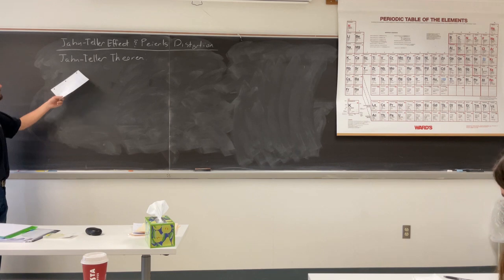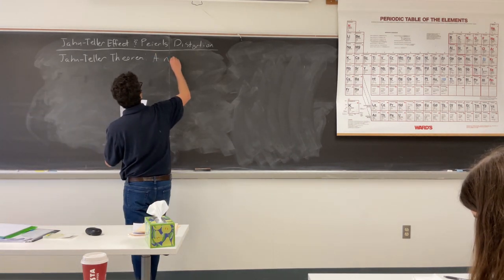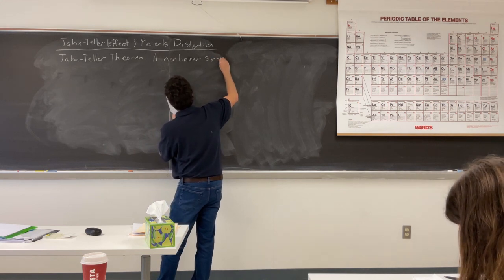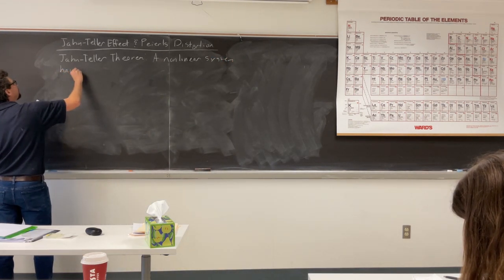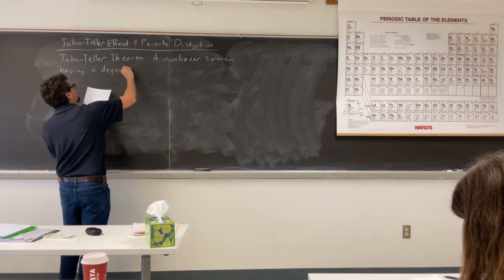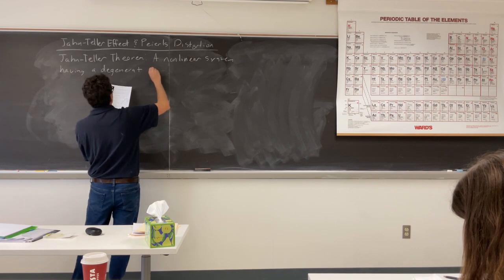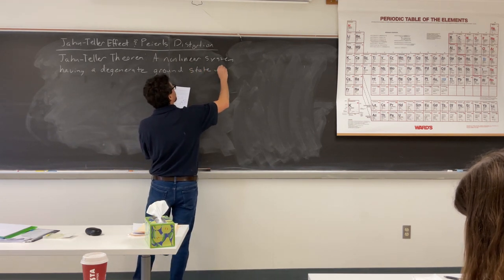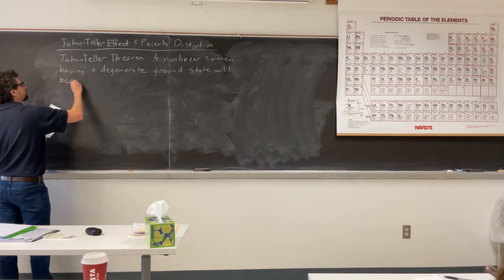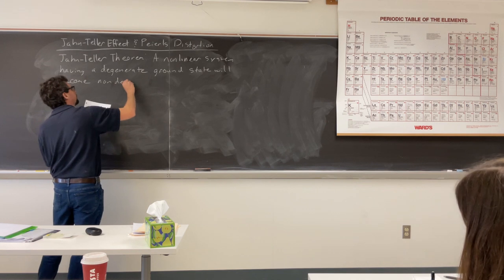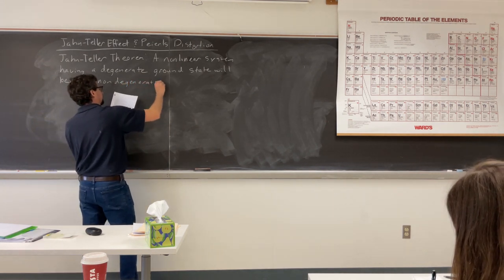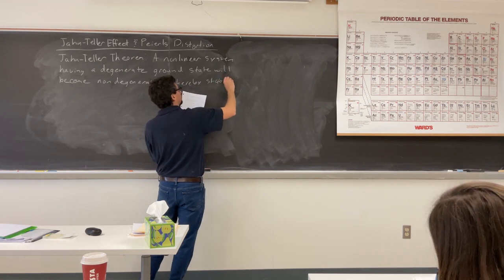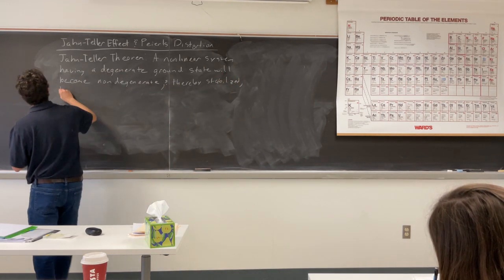It's good. Okay, so the Jahn-Teller theorem. The Jahn-Teller theorem states a nonlinear system having a degenerate ground state will become non-degenerate and thereby stabilized by distortion.